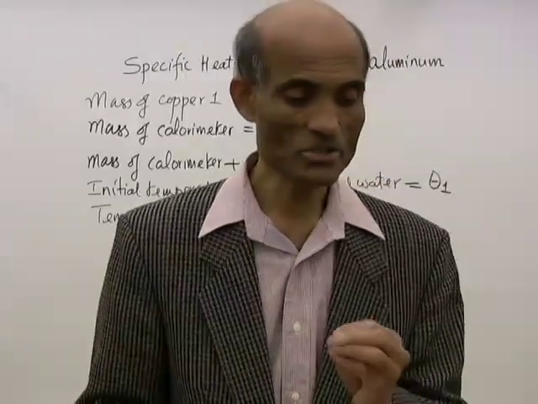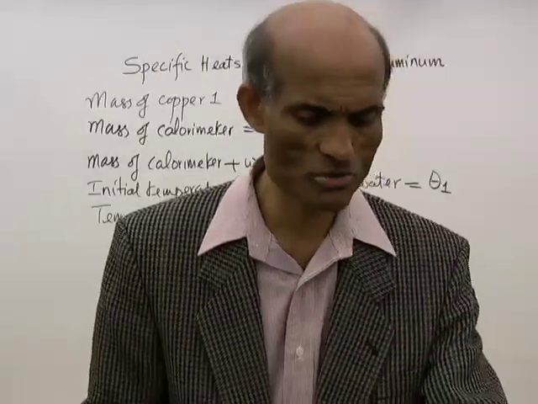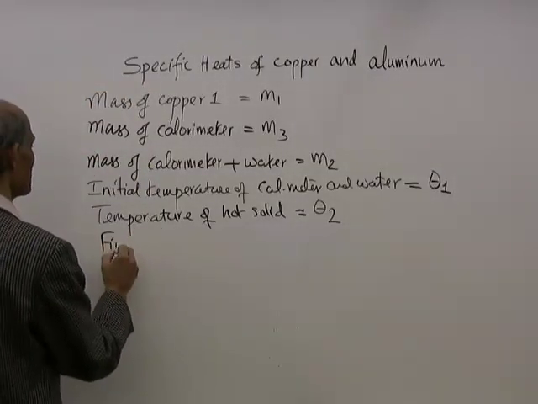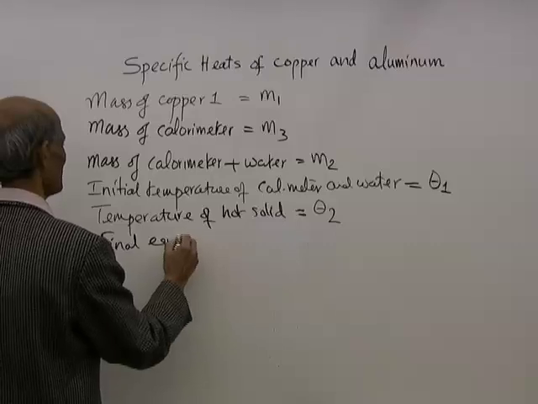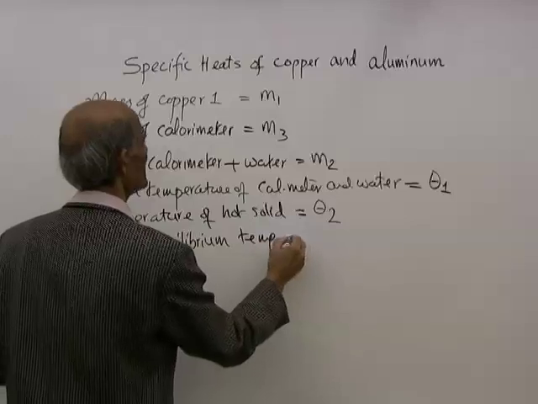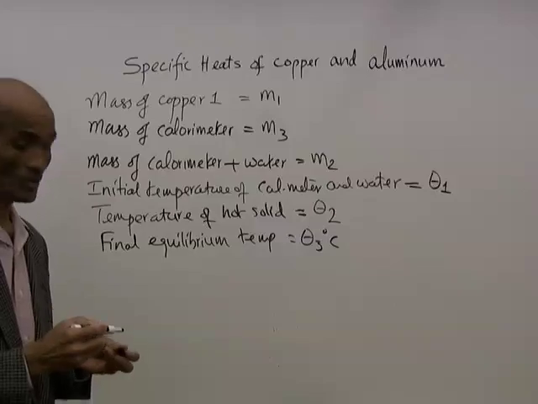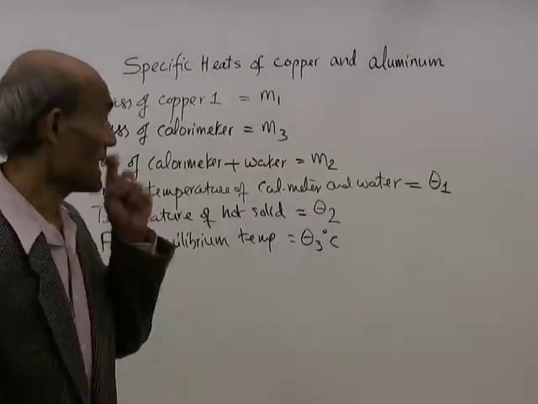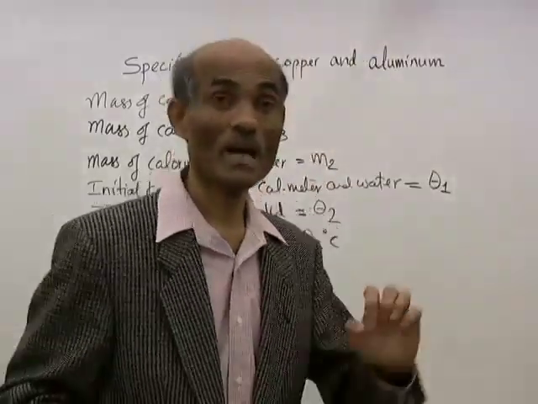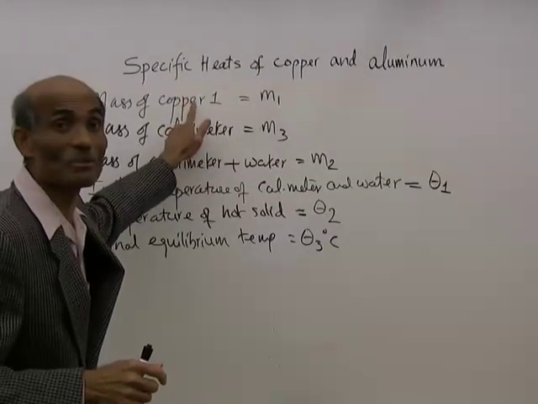Alright, what is the next measurement that you will be taking? Close the calorimeter, stir the contents and measure the equilibrium temperature, recorded as theta 3. Measure the final equilibrium temperature. The final equilibrium temperature will be 33 degrees Celsius. Now you have practically all the measurements, and you will be doing these measurements using each of the pieces.